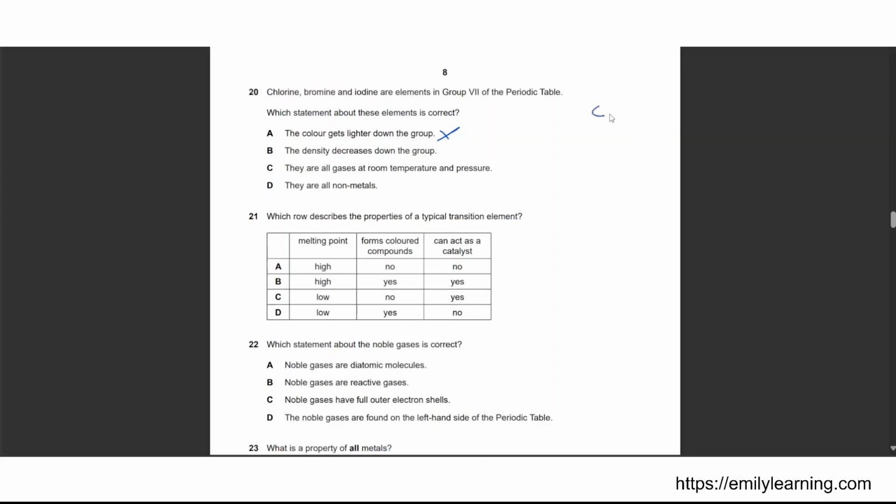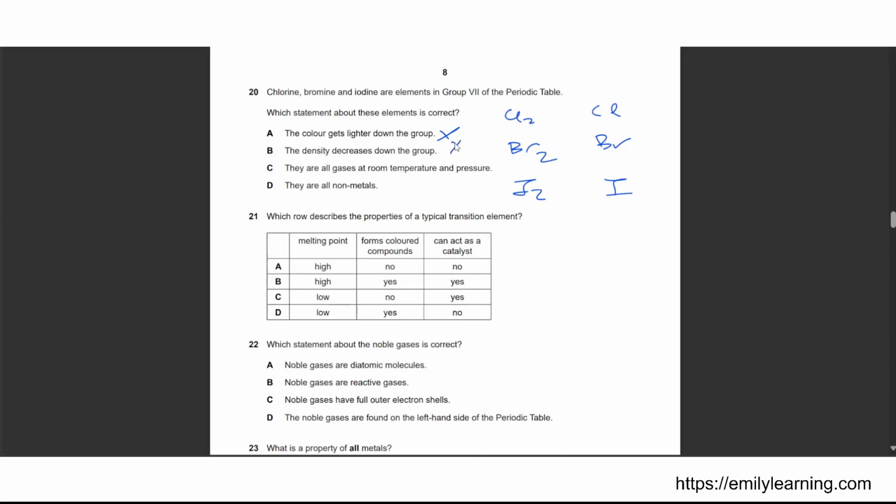So chlorine is above bromine. Bromine is above iodine. So chlorine gas is yellowish green. Bromine gas is reddish brown. Iodine is black. So this color intensity is the highest. So as you go down the group, the color intensity increases.